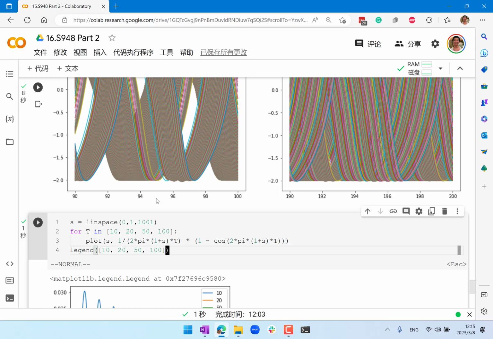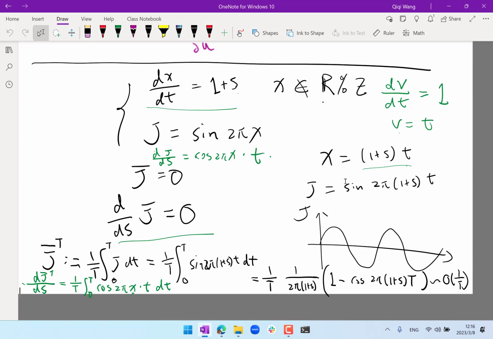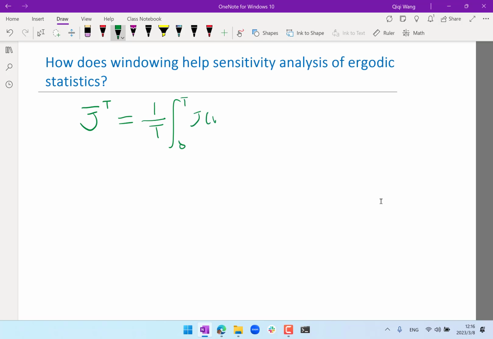So let's apply the windowing method exactly on this made-up problem to see how that helps. We have an objective function that's a sinusoidal function. The windowing method computes J bar, still with a big time T, but windowed. It's going to be equal to 1 over T, integration from 0 to T, of J at time t, times a windowing function that is a function of t divided by T. So the argument of the windowing function goes from 0 to 1. 0 is the beginning of the window, 1 is the end of the window.